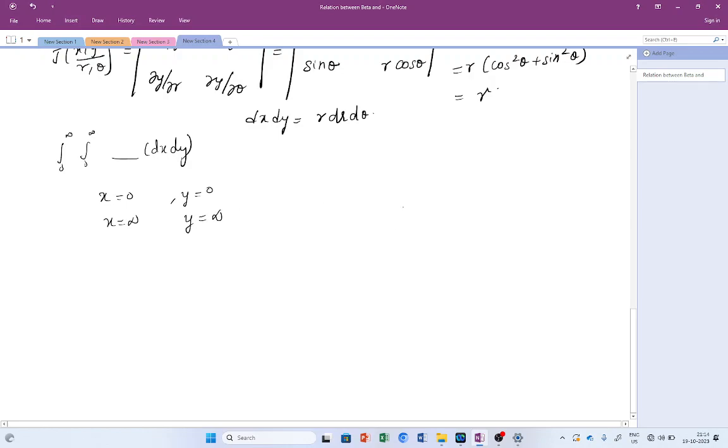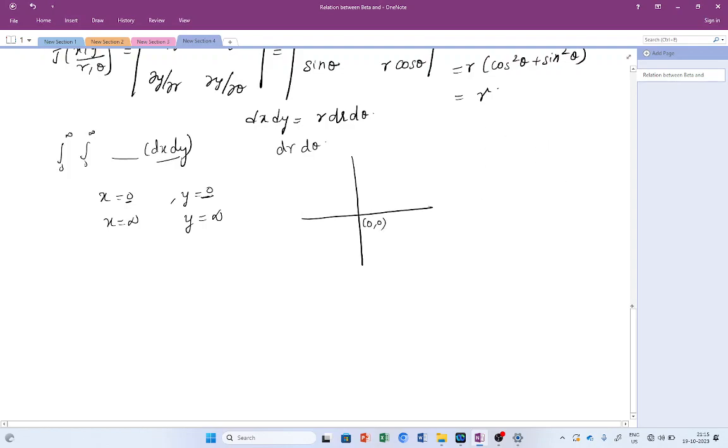Okay, so now I'm just going to change my x and y limits to dr and d theta. This is converted into polar coordinates. So now if I'm having a graph like this, you can see that this is the point where my x and y values are 0, 0.